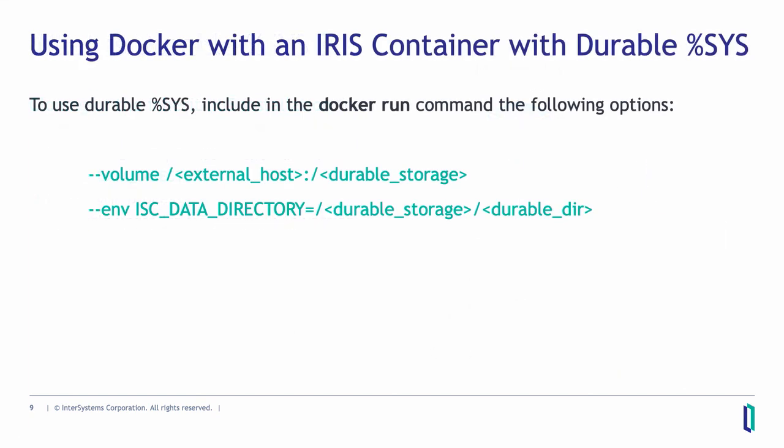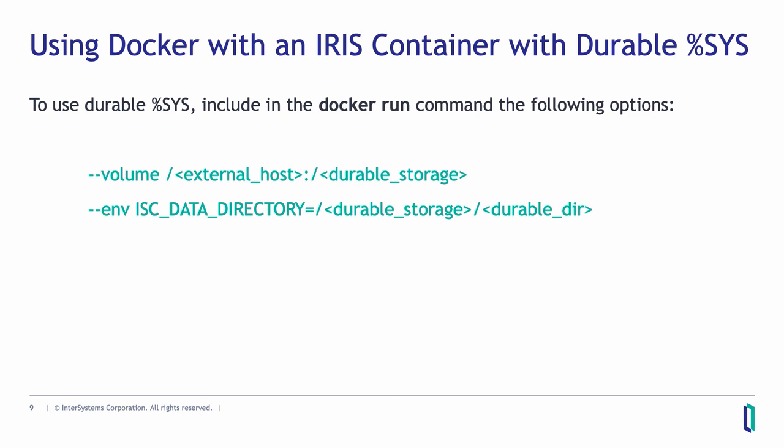So here's the syntax using the environment variable with the Docker run command. It's quite simple. On the first line with the --volume declaration, we declare external_host. External_host is the host path to a durable storage location to be mounted by the container. Durable_storage is the name for this location within the container itself. So it's the path. You can give different names. They don't have to resemble the same path, what's external versus what's internal.